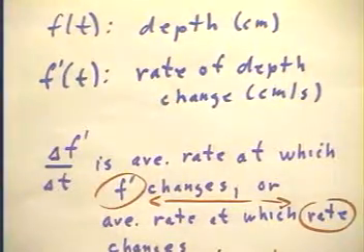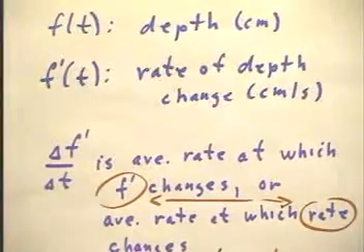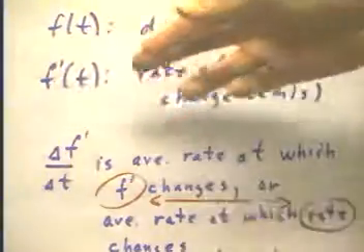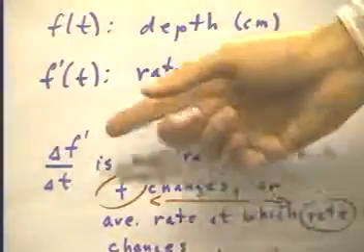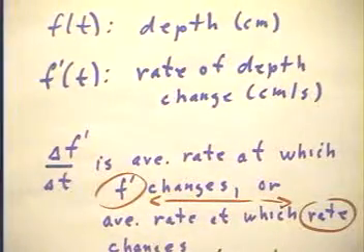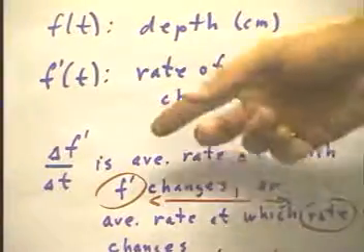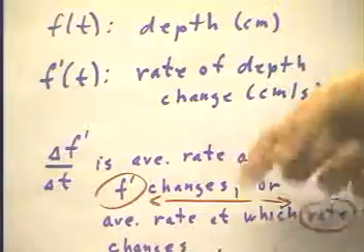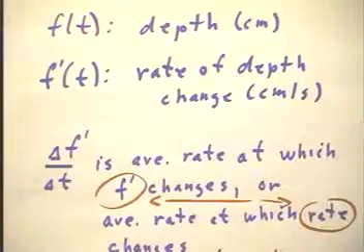Let's try to really clarify this idea so we really understand it. F of t stands for depth in centimeters. F prime of t is the rate of depth change in centimeters per second, let's say. Then what does delta F prime over delta t stand for? Well, this is the change in the rate of depth change divided by the clock time over which that change occurs. So this is the average rate of change at which F prime changes.